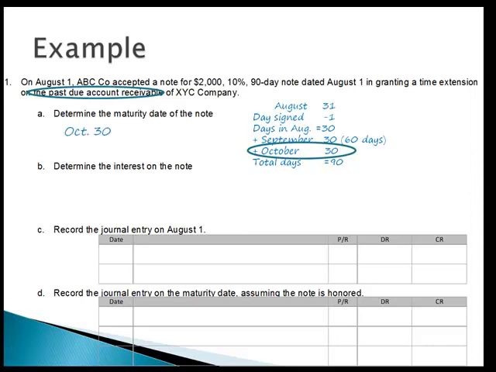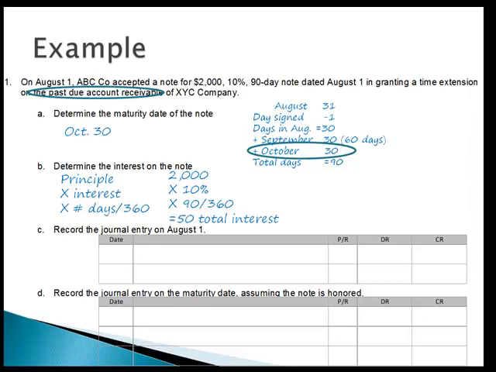What's the interest? Remember, we want to take principal times interest times the number of days divided by 360. So 2,000 times 10% times 90 over 360 means we have $50 of total interest. So on August 1st, let's record the entry. Remember, we're converting accounts receivable to notes receivable. I've got this backwards. No, I don't. I'm sorry, I'm thinking payables. Receivables are an asset. If we're increasing notes receivable, we increase it with a debit, and we're decreasing, closing out accounts receivable for 2,000.